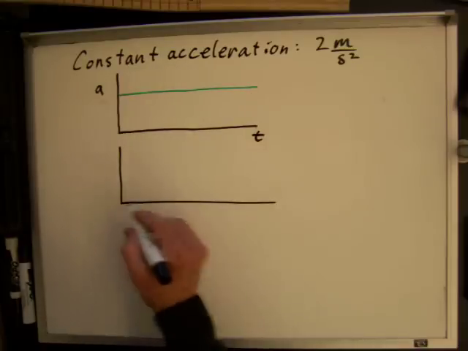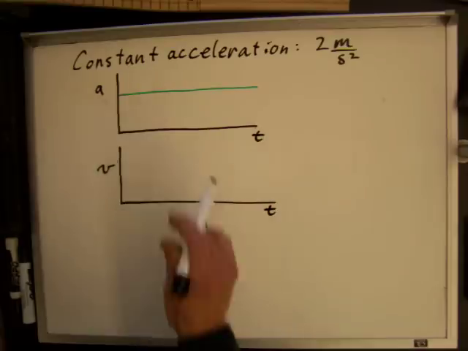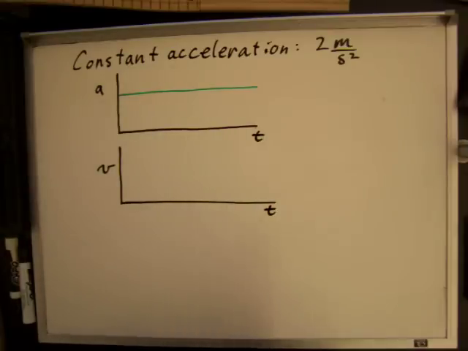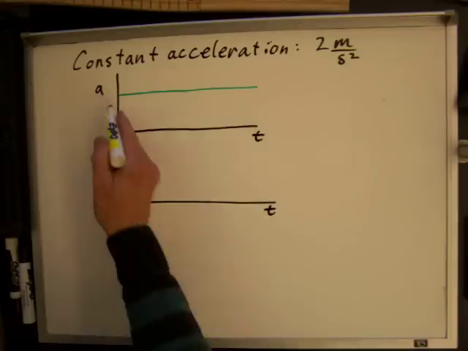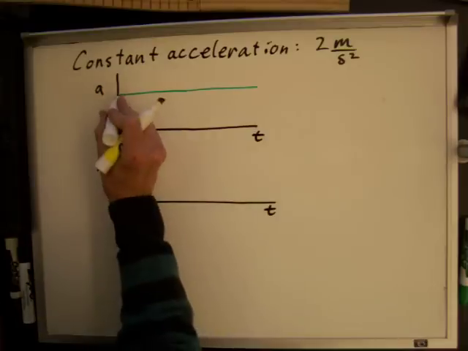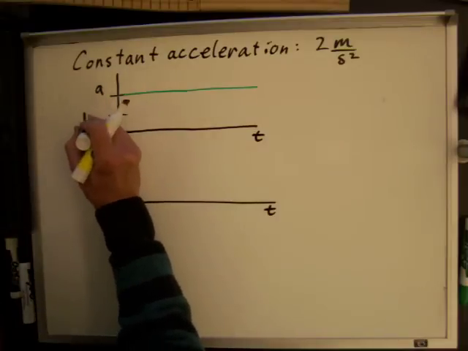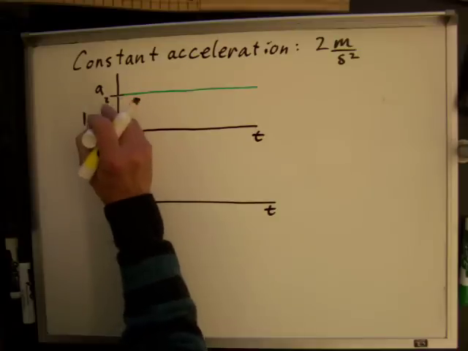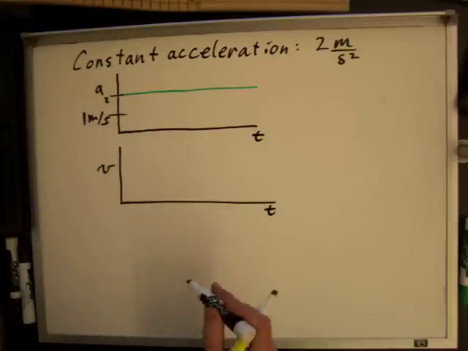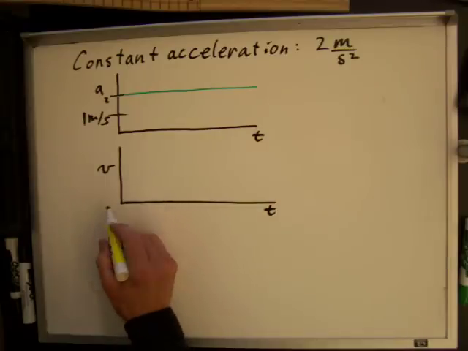What does the velocity versus time graph look like? Well, I know that the slope on the velocity versus time graph is equal to the acceleration. The acceleration here is positive, and I didn't label this, but this here is going to be 1 meter per second squared. This up here is 2. Now what's going to happen to the velocity? Well, I know it's going to increase.